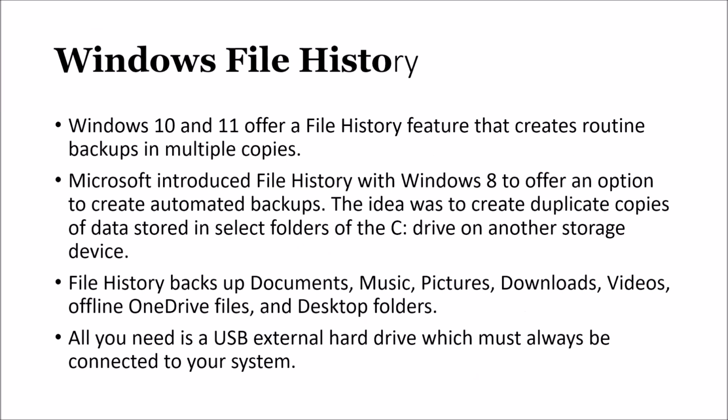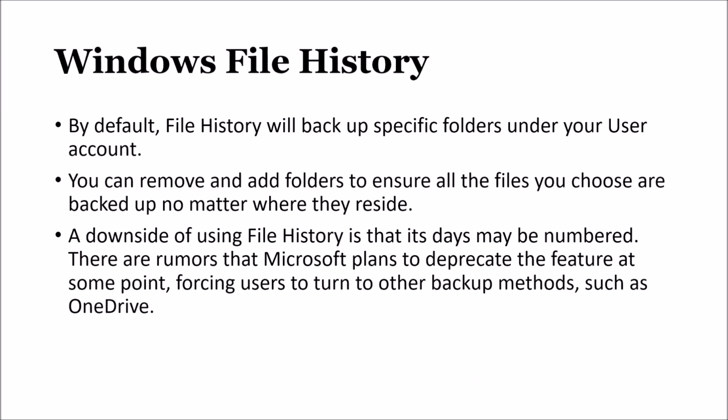Windows 10 and 11 offer a File History feature that creates routine backups in multiple copies. Microsoft introduced File History with Windows 8 to offer an option to create automated backups. The idea was to create duplicate copies of data stored in selected folders on the C drive on another storage device. File History backs up documents, music, pictures, downloads, videos, offline OneDrive files, and desktop folders. All you need is a USB external hard drive, which must always be connected to your system.